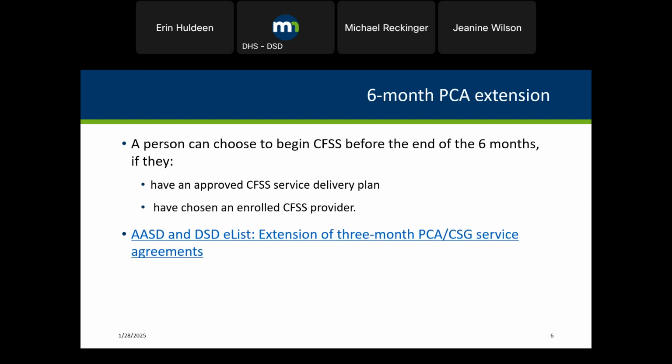So if you haven't received one yet, and that person ended at the end of January for some reason, please contact us and let us know. Otherwise, we're working on the February authorizations and you should be getting those soon.